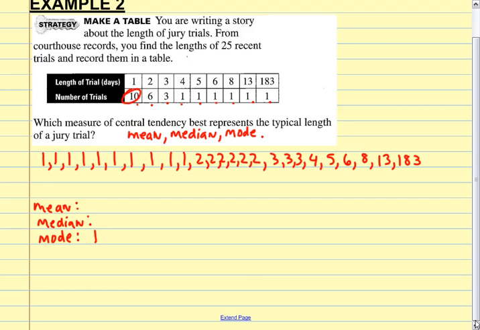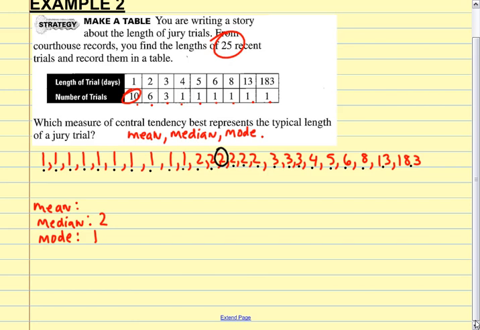The median, now remember the median is the middle number, and I have 25 numbers, so that means I'm going to have 12 on either side and 1 in the middle. So let's count right here. That's 1, 2, 3, 4, 5, 6, 7, 8, 9, 10, 11, 12. So 13 is the middle number. Let me make sure I've got 12 on the other side. 1, 2, 3, 4, 5, 6, 7, 8, 9, 10, 11, 12. Good. So I've got 12 numbers on each side, and 2 is right in the middle, so the median is 2. So just looking at it so far, I would say the typical trial lasts between 1 and 2 days.